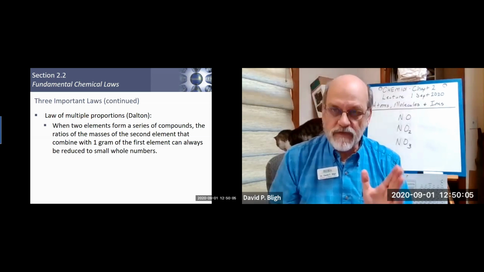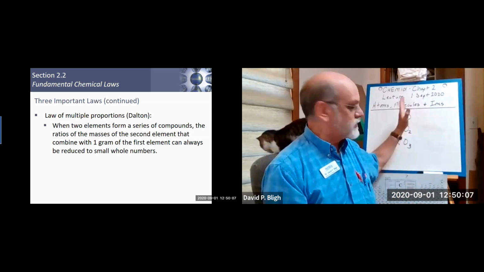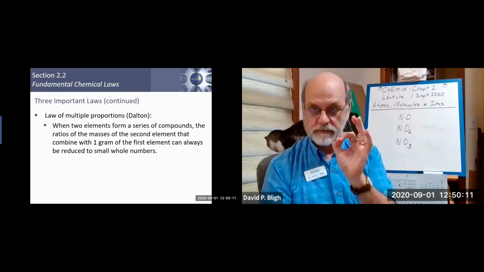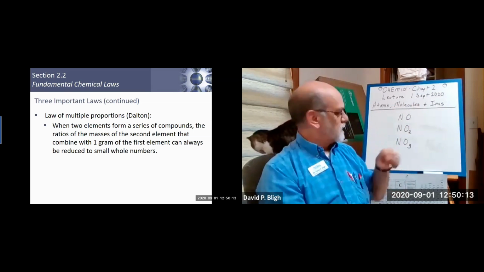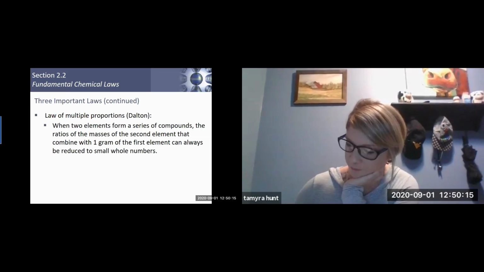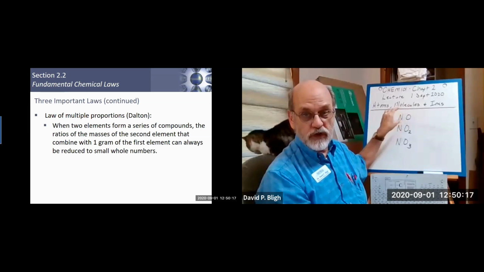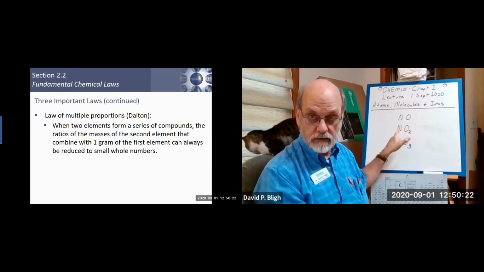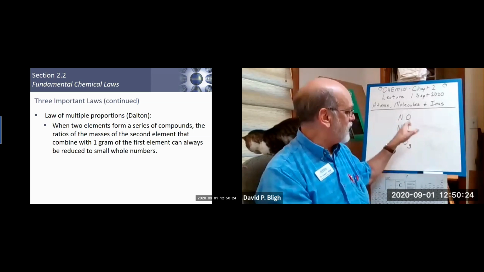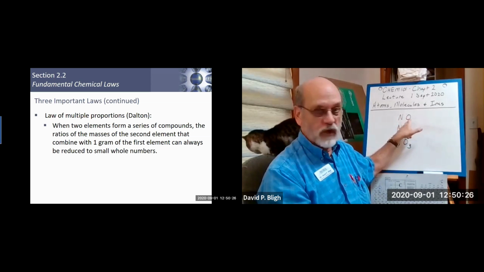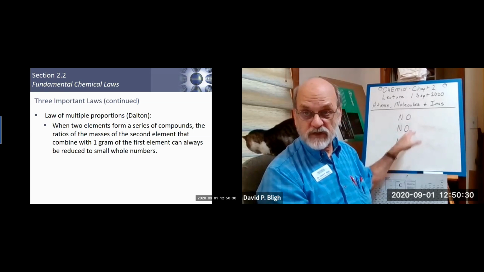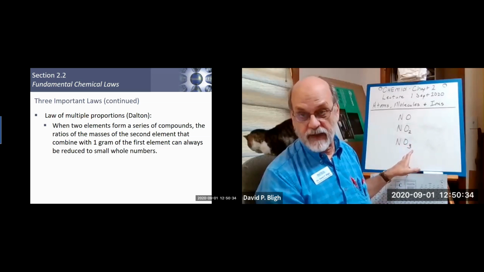the ratio of the mass of nitrogen to oxygen is always whole number. In other words, if you have so much of the compound where you can identify it as 1 gram of nitrogen in each one, then the amount of oxygen will be a certain amount here, but the next one will be twice that amount. And the third one will be 3 times that amount.